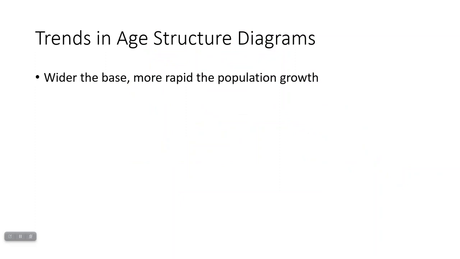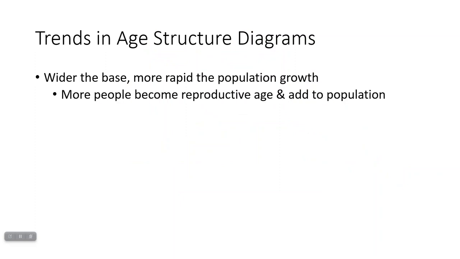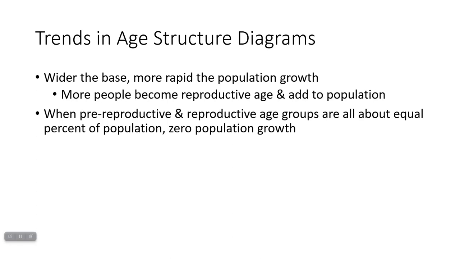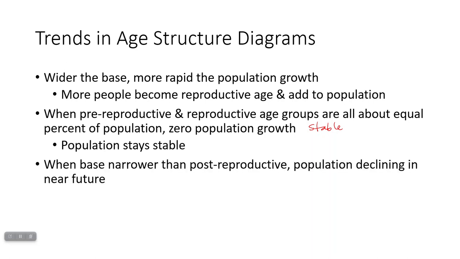So some trends: the wider the base, the more rapid the population is going to grow. That is because more people are going to become of reproductive age and then add to the population. When you have about equal amounts of people in your pre-reproductive and reproductive age groups, that's going to be pretty close to zero population growth, which means you're not adding to the population or decreasing it. This is that stable growth population. Population stays stable. If the base is narrower than post-reproductive, then your population is going to decline.